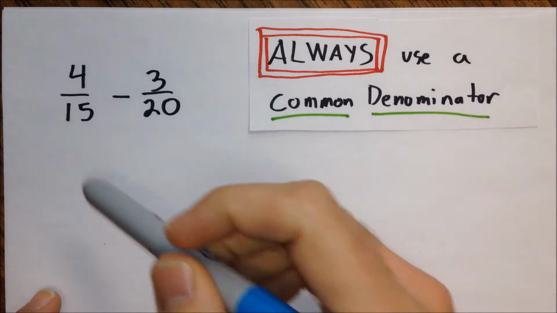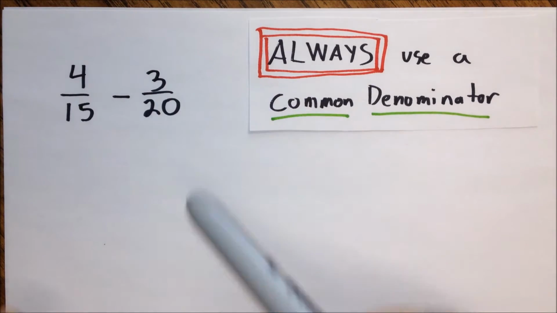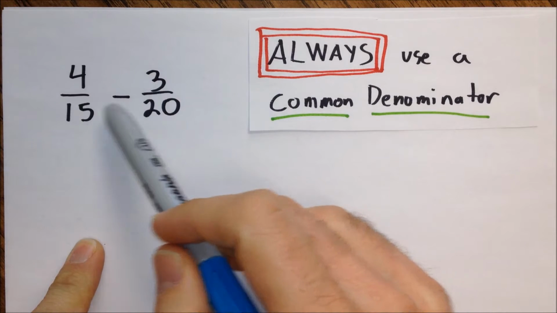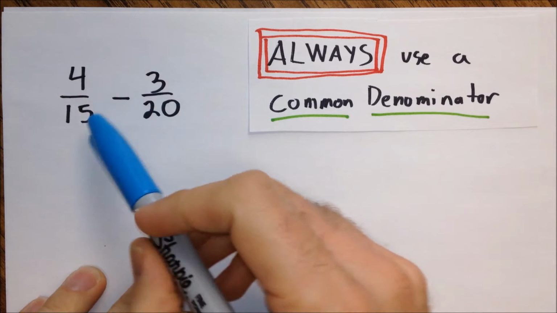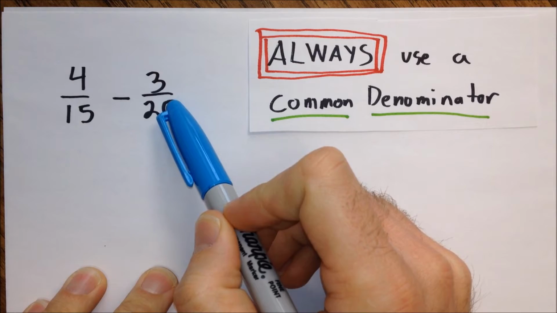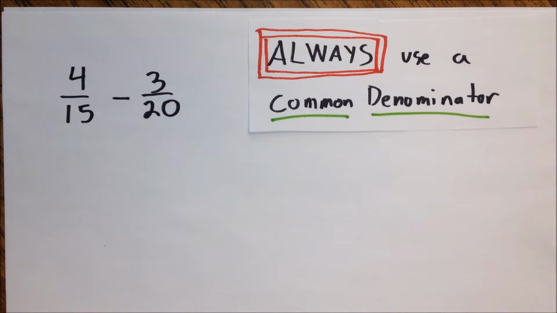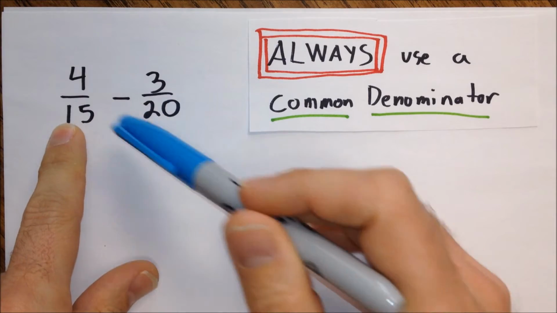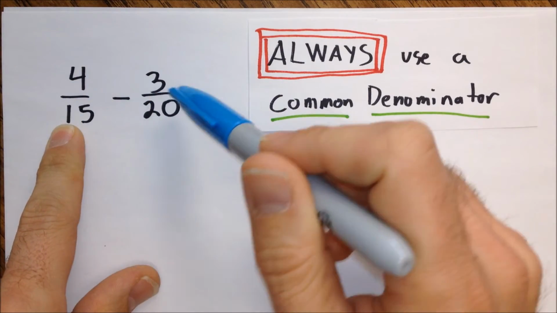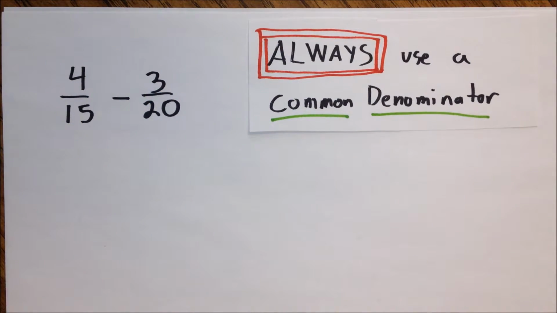Let's try this problem. 4/15 plus 3/20. We need to think, what can we multiply both of these denominators by to get the same number? Well, one option is to kind of go crazy and multiply this number by 20 and this number by 15, and that in fact always works. So you can always multiply 20 times 15 to get this denominator and 20 times 15 to get this denominator.